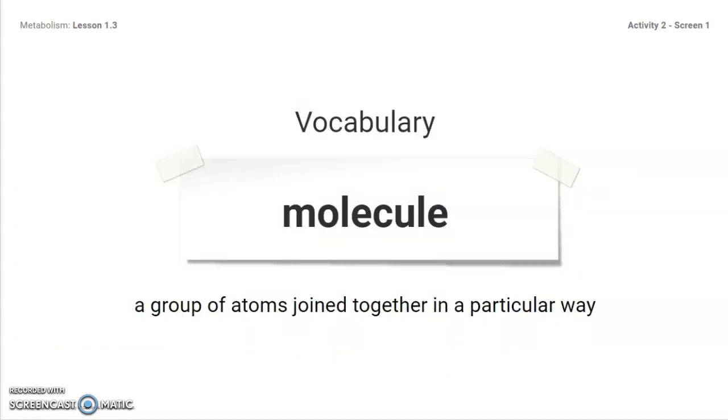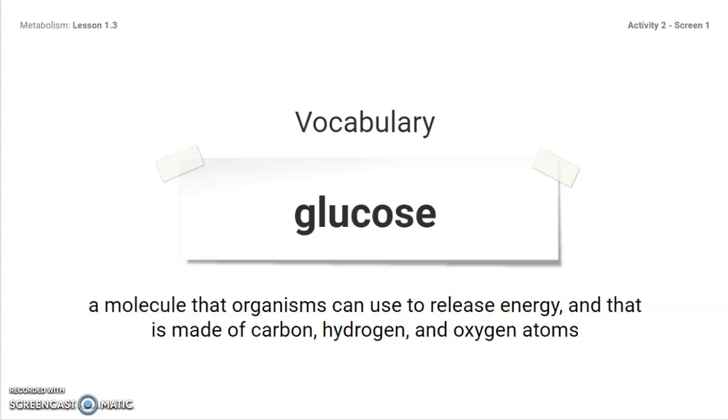The first one was molecule. A molecule is a group of atoms joined together in a particular way. So we see that in chemistry, different atoms joined together to make a molecule. Then we have glucose. Glucose is another one of our vocab words. It is a molecule that organisms can use to release energy that is made of carbon, hydrogen, and oxygen atoms.